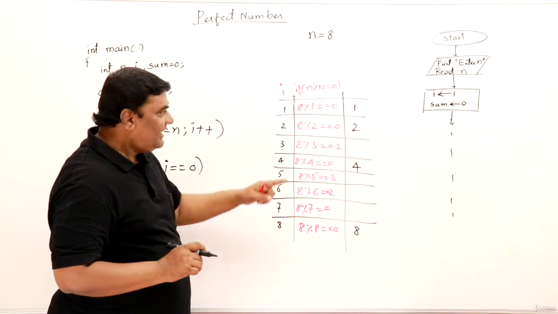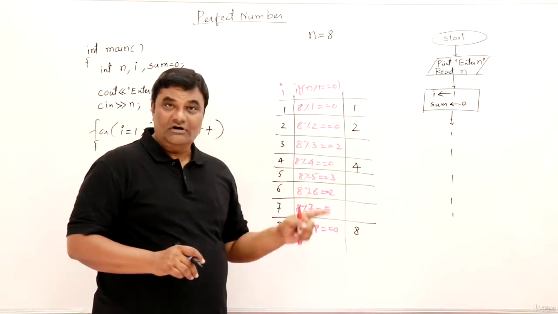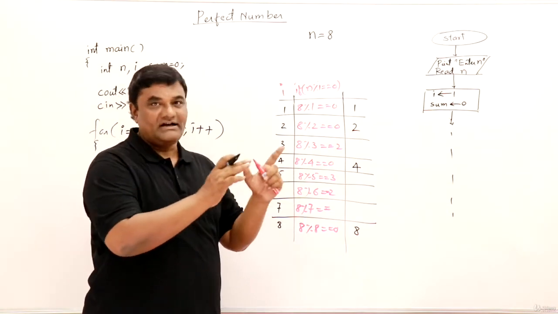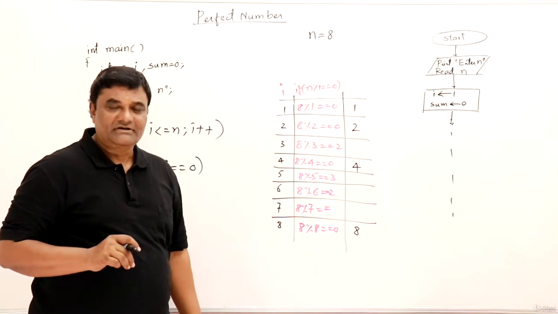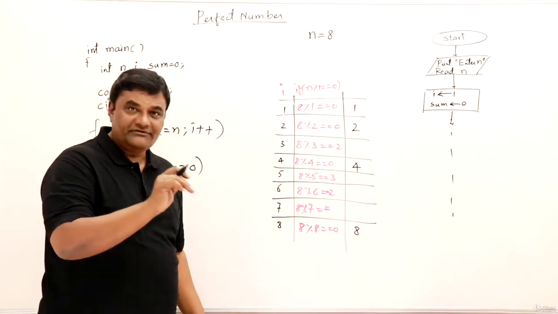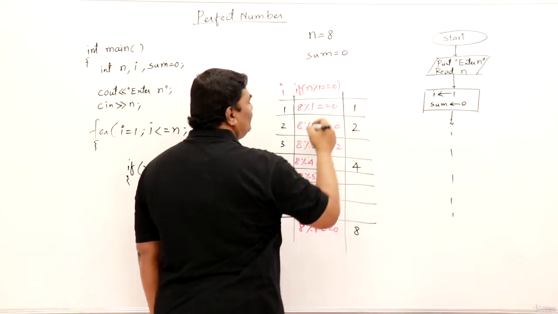What does it mean? I want to add the factors 1 plus 2 plus 4 plus 8. I want to add all these factors. First of all, let us learn how to add them. Then I will show you the perfect number. So, for adding all these, I should have one more variable. What is that? Sum. I will take sum, initially 0.